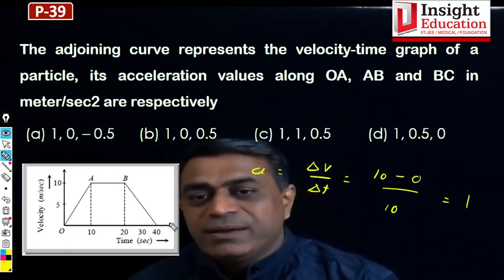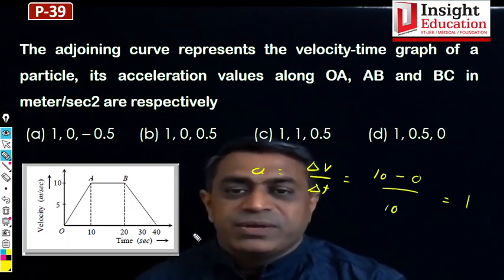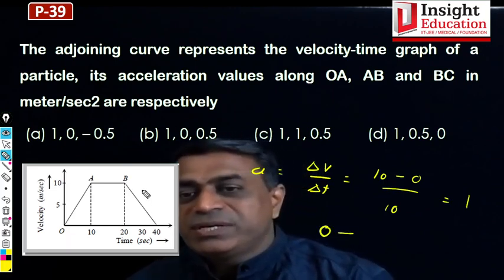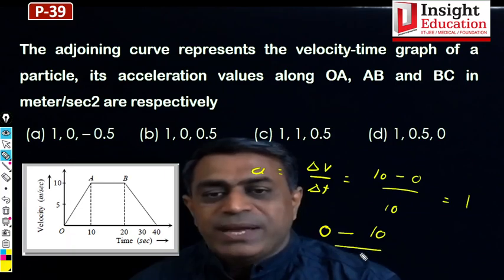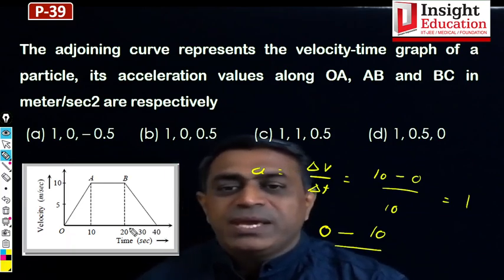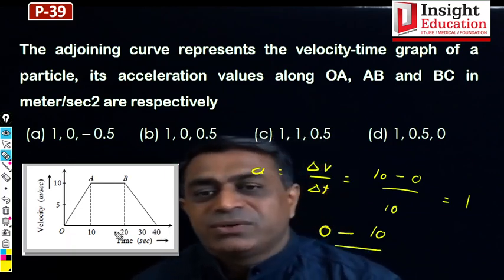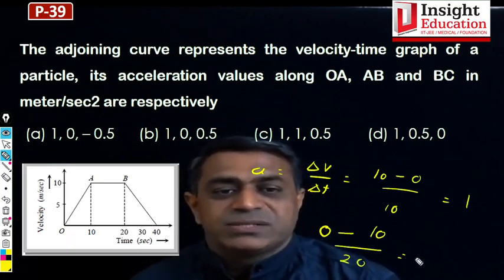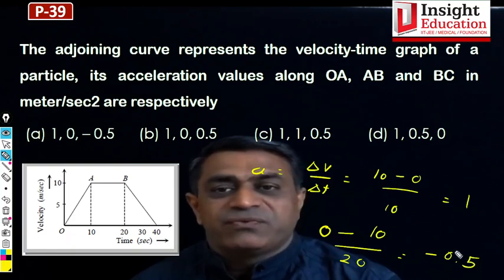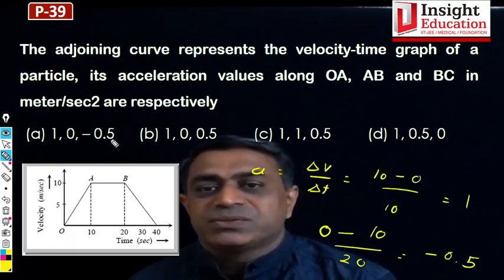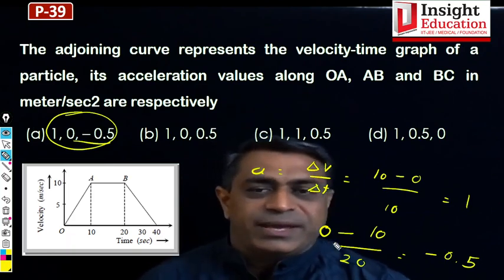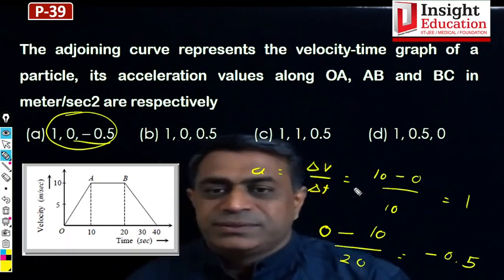Now the third case. Here delta V, so the final velocity is 0 and the initial velocity is 10. So 0 minus 10 upon 40 minus 20, that is 20. So I can say minus 0.5. The answer is minus 0.5. So the answer is A. Okay, done.